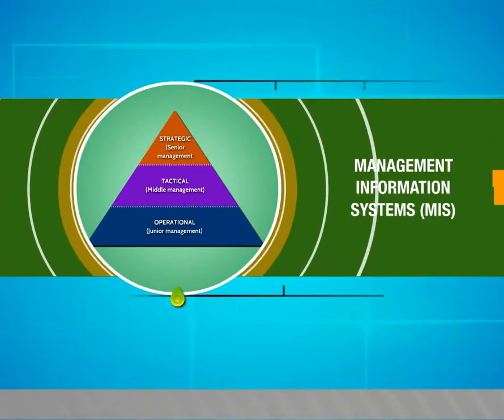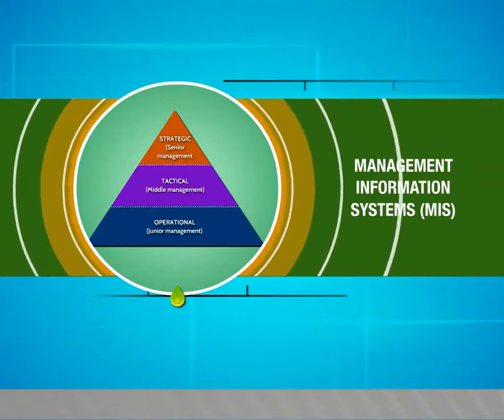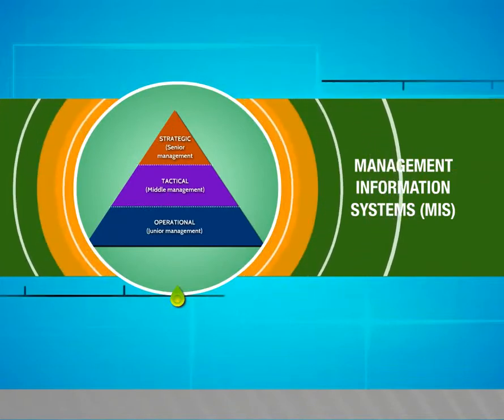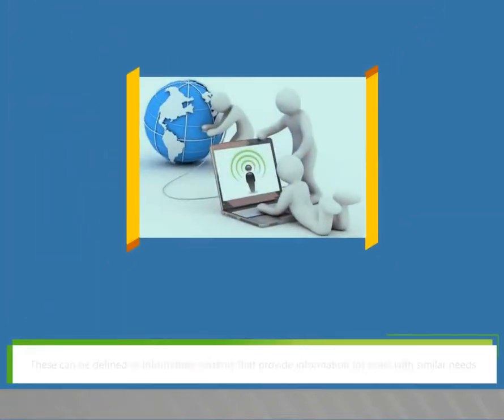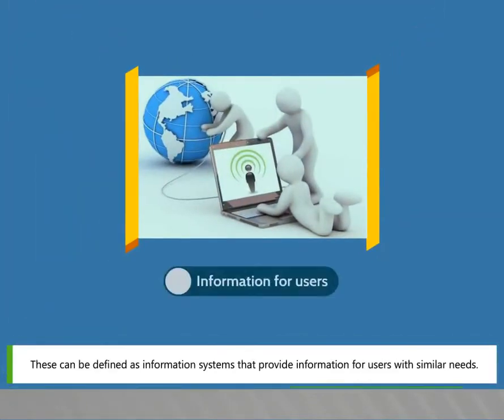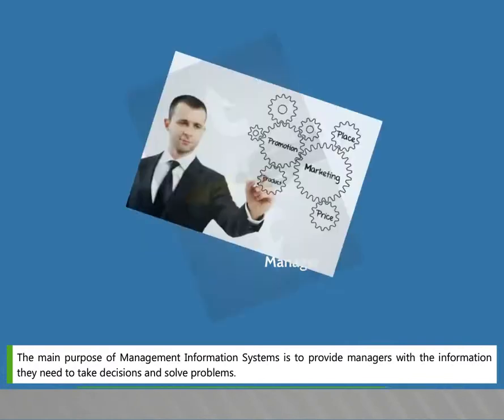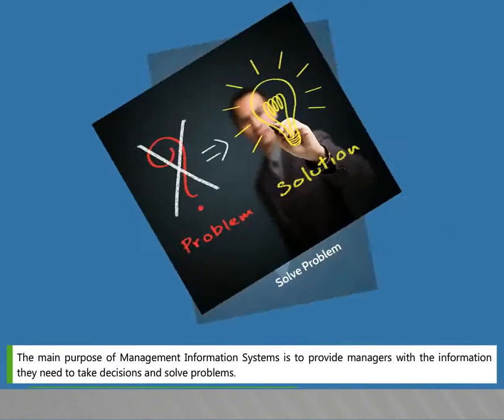Management Information System (MIS). In this video, we are going to see about Management Information System (MIS). These can be defined as information systems that provide information for users with similar needs. The main purpose of management information systems is to provide managers with the information they need to take decisions and solve problems.